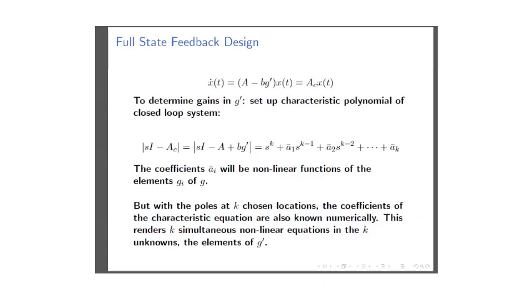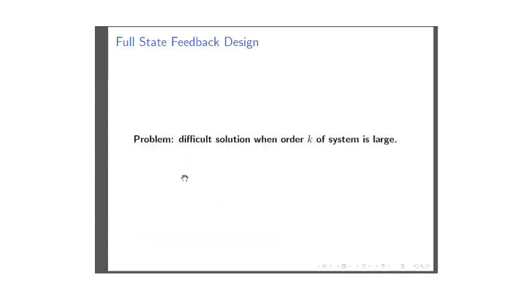Okay, so I'm claiming it's very easy. It's not really so easy. It's quite difficult to solve when the order k is large. In other words, if the A matrix is 2 by 2, it's actually possible to do this. If it's 3 by 3, it's perhaps still possible. If it's 4 by 4, well, it's going to be a little bit of a pain, but you may still be able to do it. If it gets 5 by 5 or 6 by 6, it becomes much more of an effort.